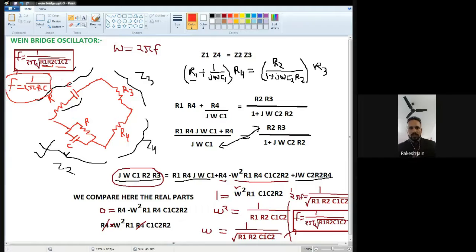So I hope you understand about this Wein bridge oscillator, the basic introduction to the oscillators, and how to derive the basic frequency of oscillation formula for the Wein bridge oscillator.